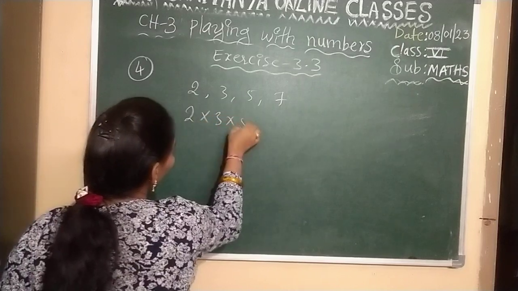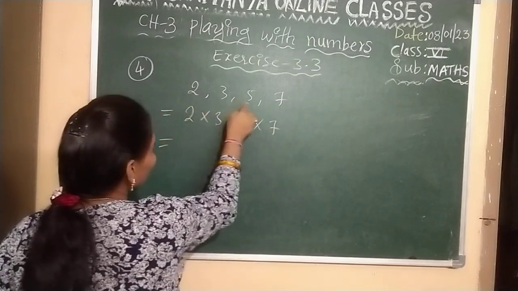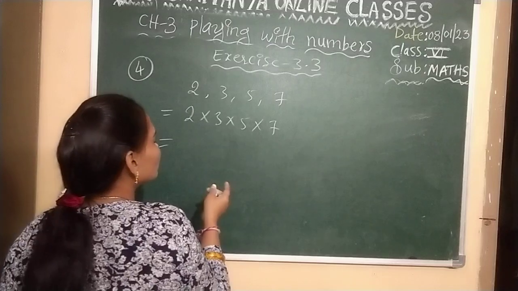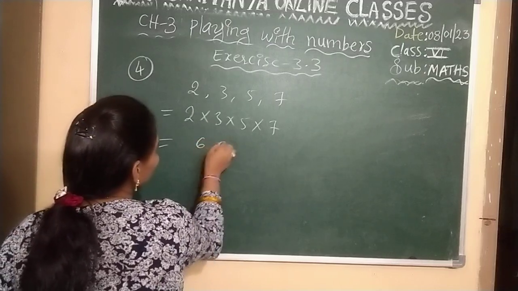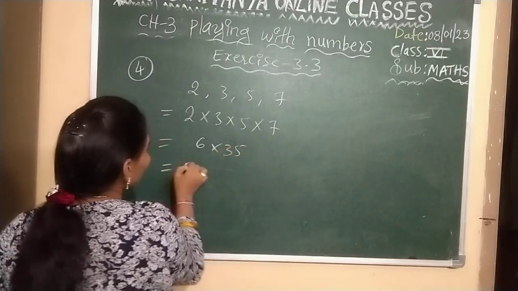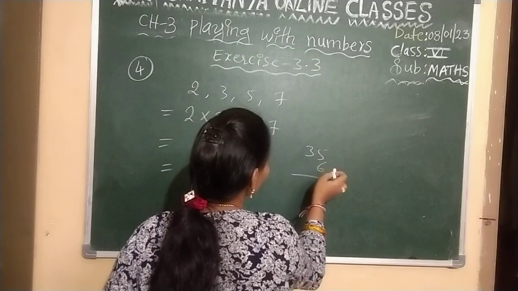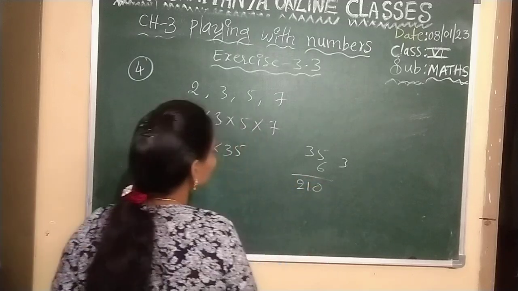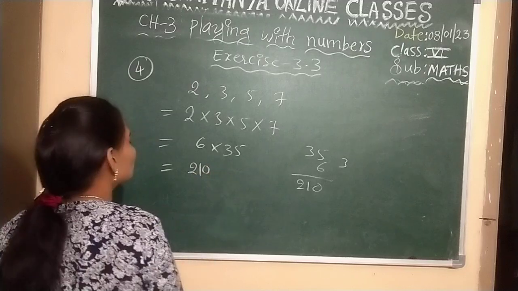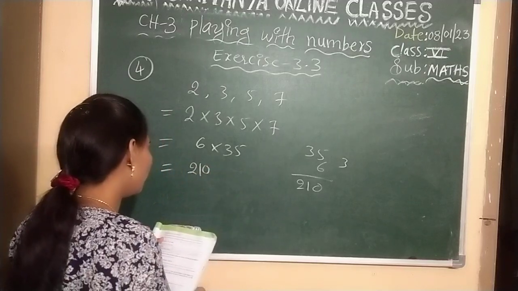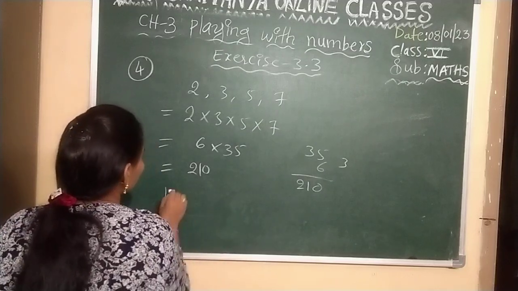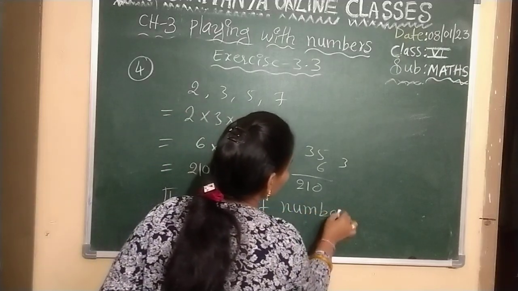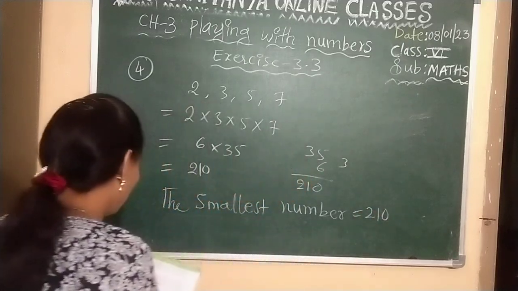Now multiply: 2 into 3 into 5 into 7. With four different prime factors multiplied, we get the smallest number having four different prime factors. 2 threes are 6, 5 sevens are 35. Now multiply 35 by 6: 6 fives are 30, 6 threes are 18, 18 plus 3 is 21. So 210. The smallest number having four different prime factors is 210.